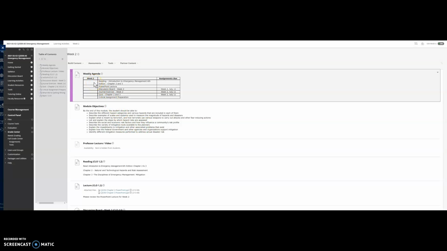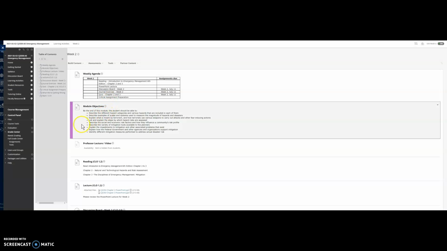Our weekly agenda for this week will consist of chapters 2 and 3 from Introduction to Emergency Management, 6th edition. You're going to have your PowerPoints for chapters 2 and 3, your discussion board, a journal exercise, a quiz, as well as your critical assignment preparation. Although we talked about it last week, I just want to make sure that we get started and get going here in week 2.